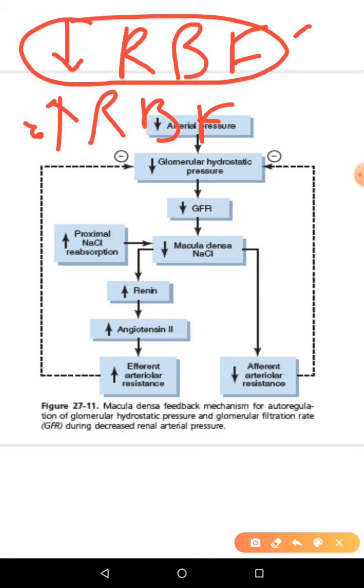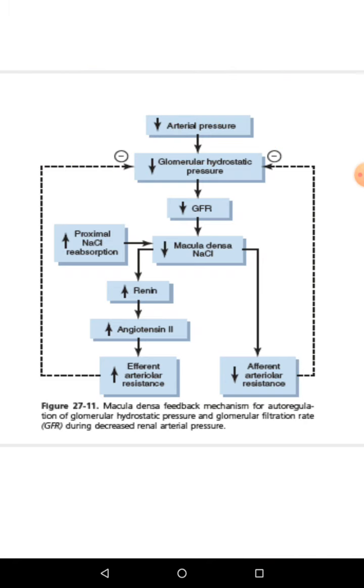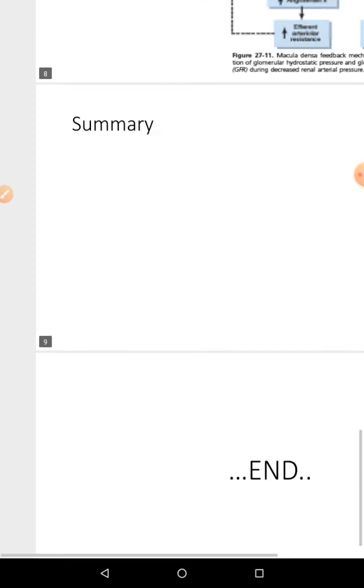Now, whenever there is increase in renal blood flow, here what will happen is that there will be increased sodium delivery to the macula densa. There will be increased secretion of adenosine, which will cause vasoconstriction. So we'll still come back to this when we are talking about renal autoregulation. So we are going to end here.